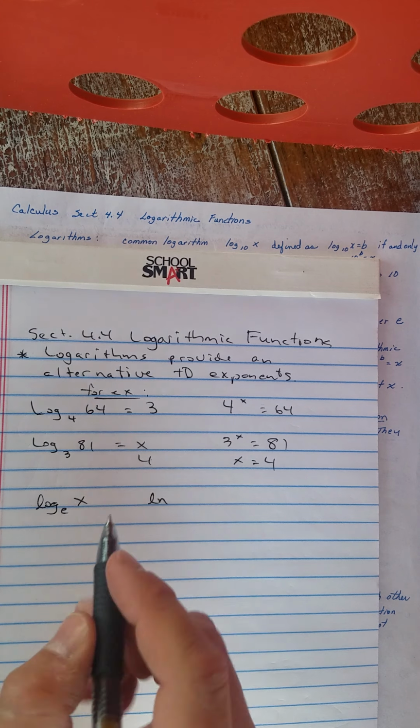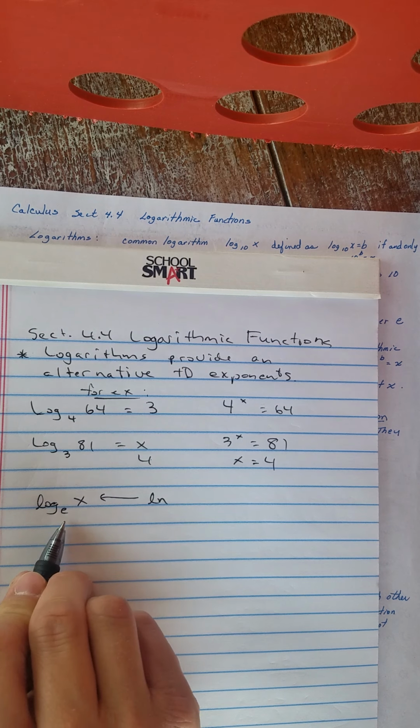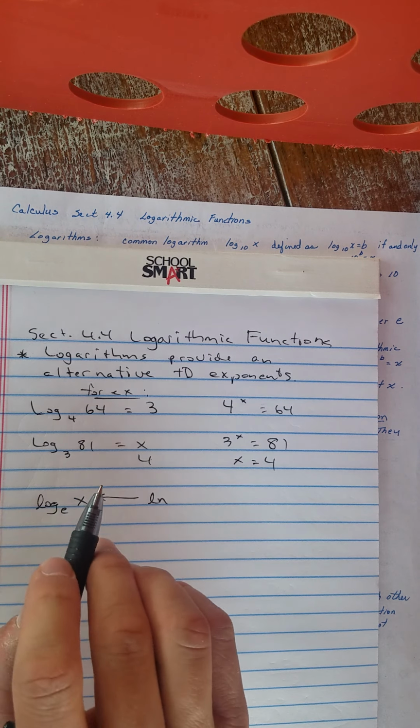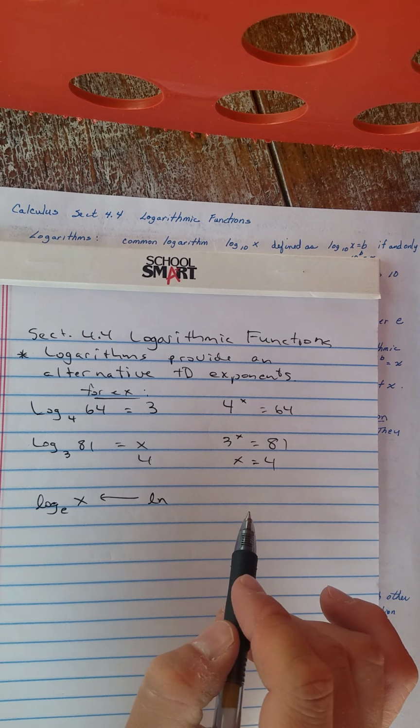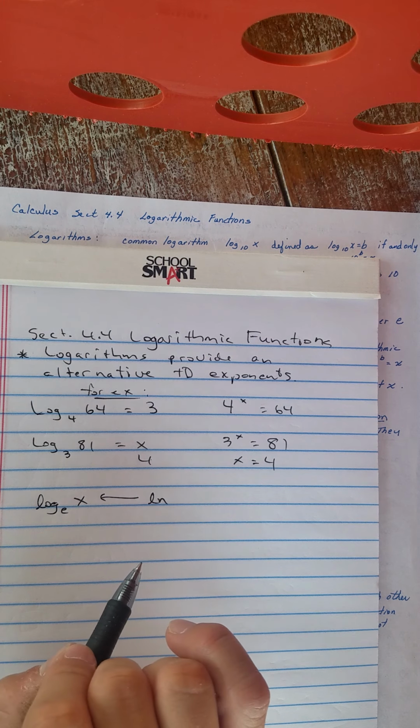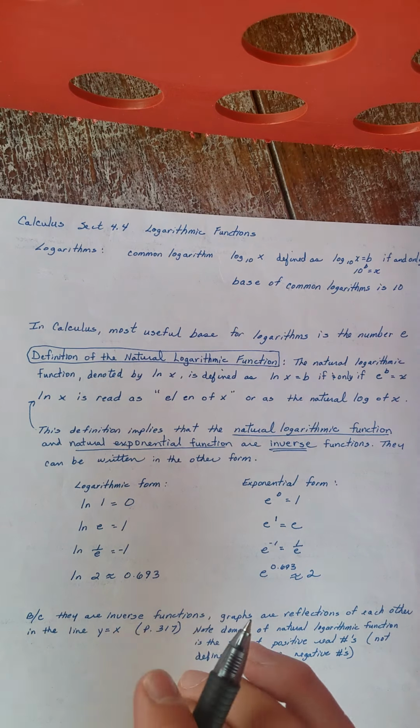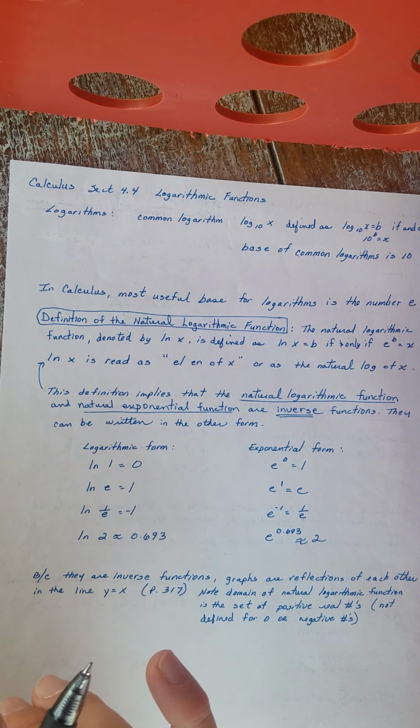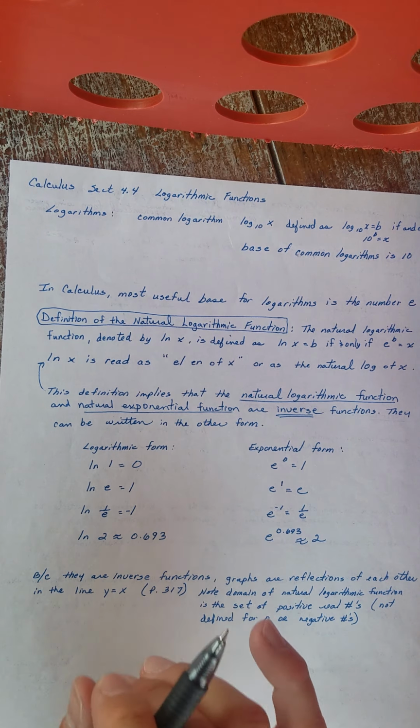When you see ln, it means log base e, not log base 4 or log base 3 or even log base 10. It's log base e. So we've just got to keep that in mind. ln stands for a logarithm where the base is e.